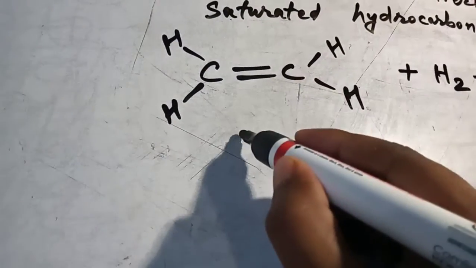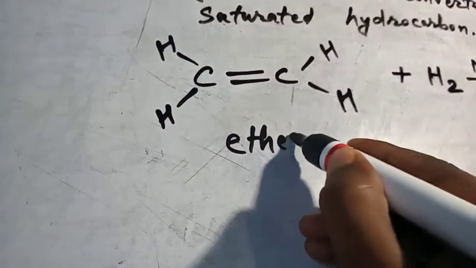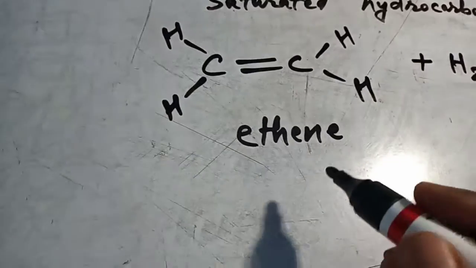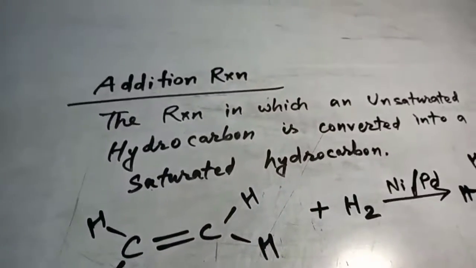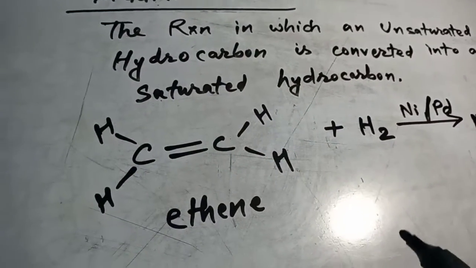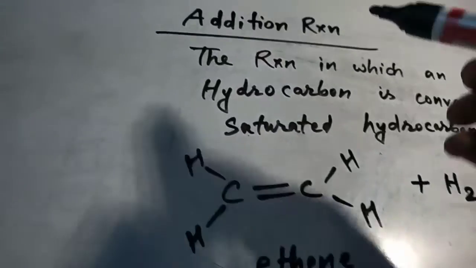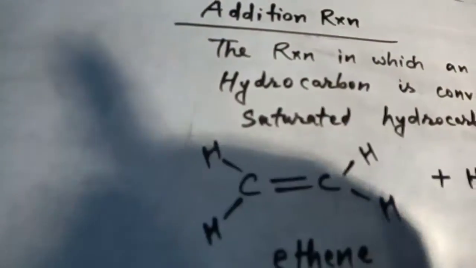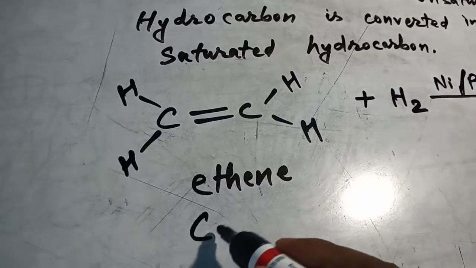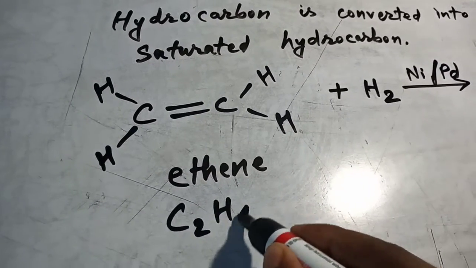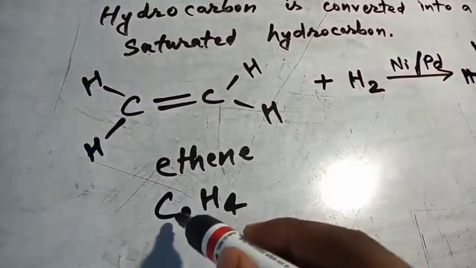This one is known as ethene. This is an alkene and known as ethene. We will read this addition reaction again in the next chapter, that is carbon compounds. But we want to know the reaction earlier before reading. The formula of this is C2H4, 4 hydrogen, 2 carbon.